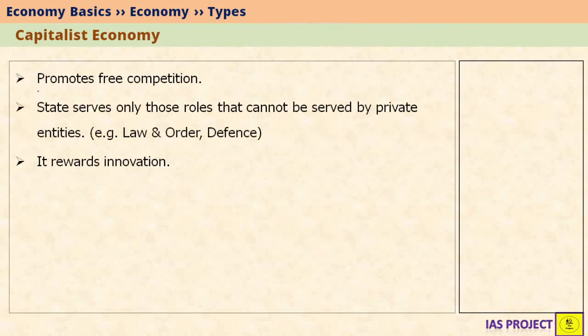Capitalist economy also promotes free competition. In a capitalist economy, the state serves only those roles that cannot be served by private entities. For example, law and order and defense can be taken by the state because they ideally cannot be given to any private entity. Capitalist economy also rewards innovation.